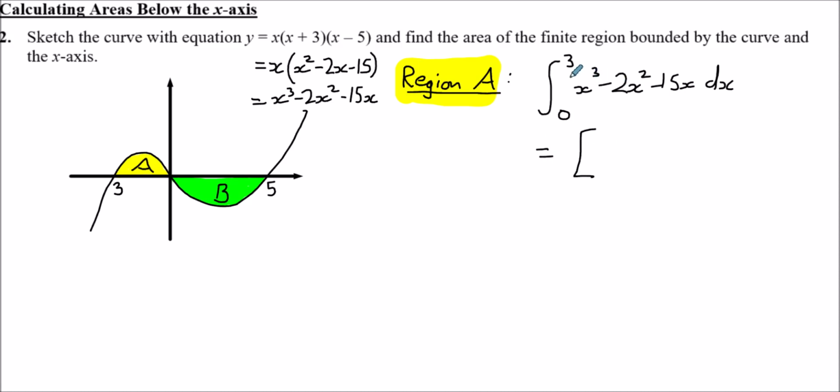So again, just the same deal as before. Increase the powers by 1, divide through by the new powers. So x cubed becomes x to the 4 over 4, quarter x to the power 4. 2x squared becomes 2x cubed over 3, and so we get minus 2 over 3 x cubed. Minus 15x becomes minus 15 over 2 x squared. Now we're going to integrate this between the definite limits 3 and 0.